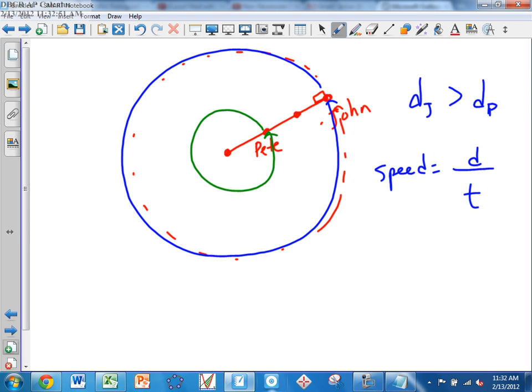In a minute, we'll talk about where we can see an exception, and we'll talk about what's called angular speed or angular velocity. Okay, and we'll get to that in a minute.